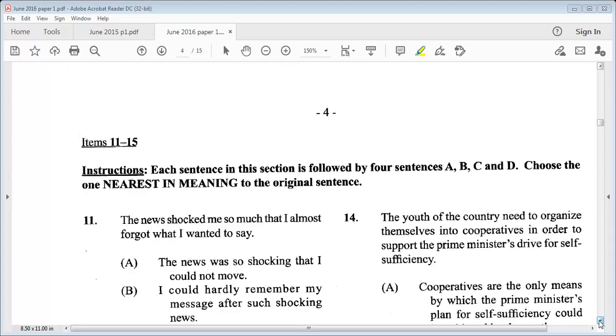Let's go on to items 11 to 50. So we're looking at equivalent sentences now, sentences that are nearest in meaning.